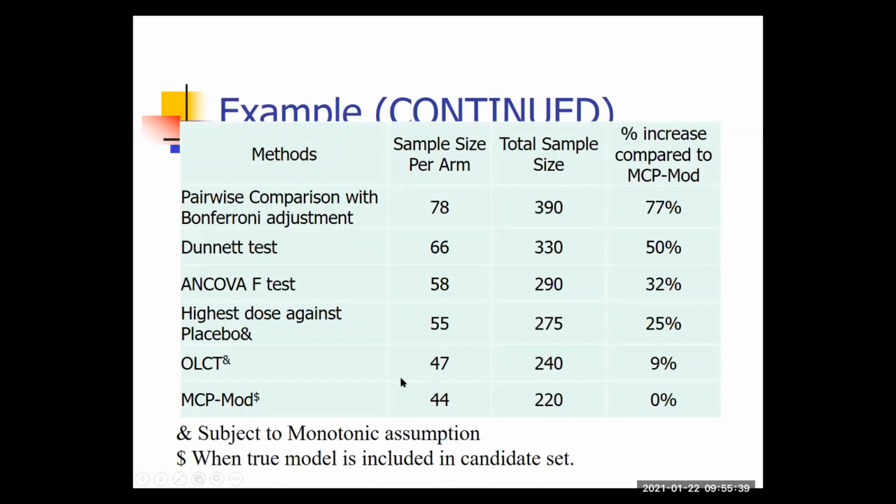So the performance of MCP mod is not bad, but it requires that among all the MCP mod candidate models, at least one of them was guessed correctly. With OLCT, I don't have that requirement. I have only two requirements: MTD estimated correctly, and a monotonic dose response relationship. So it's the least amount of assumptions.